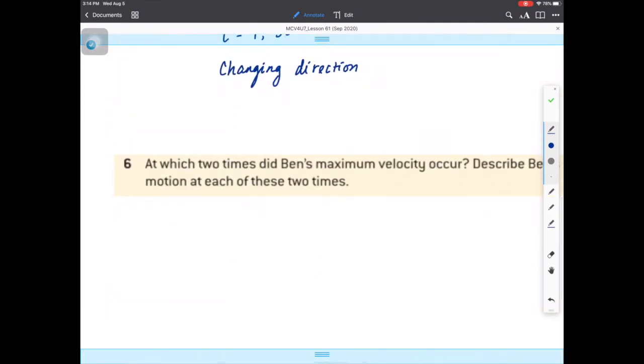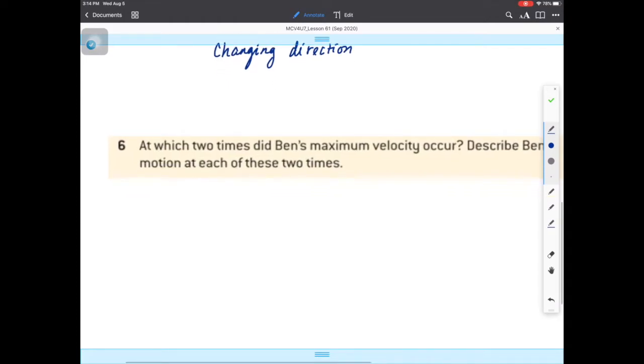Number 6, at which 2 times did Ben's maximum velocity occur? Describe his motion at these times. Well, his max velocity occurs at time equals 0 and time equals 4 when he was moving at 9 meters per second, and he passes A for the first time.